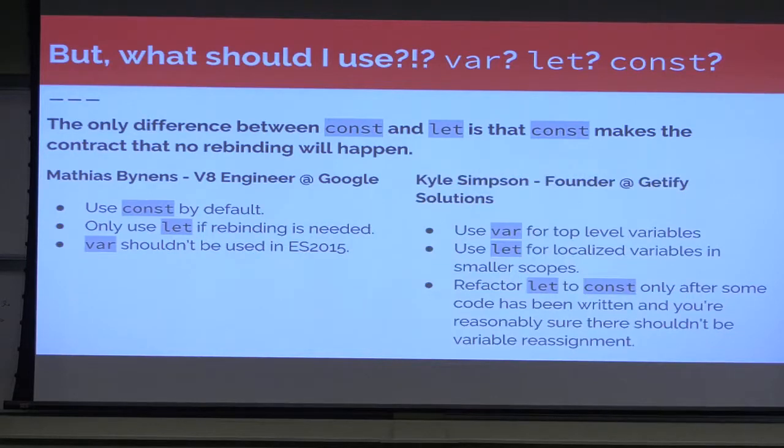Kyle Simpson, the founder at Getify, he says that you should use var for top-level variables. Use let for localized variables in smaller scope, and you should refactor let to const only after some code has been written and you're reasonably sure that there isn't any variable reassignment going to be happening. Either one of these are totally valid positions, and as we get further into the ECMA standard, and as it gets further solidified in later years, this will probably be more concrete. But as right now, it's kind of up to you on how you want to treat that.